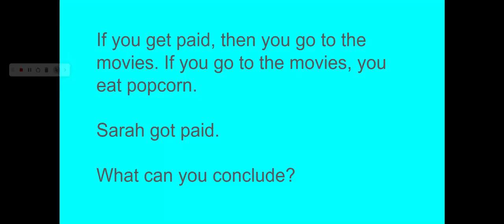Okay, so let's practice this. If you get paid, then you go to the movies. If you go to the movies, you eat popcorn. So I kind of did this example before, but we used the law of detachment on it. Now we're going to use the law of syllogism. So the law of syllogism is when they link about going to the movies. So I'm going to cancel that out. So the law of syllogism in this case would be, if you get paid, then you eat popcorn. The law of detachment would just be, you eat popcorn.